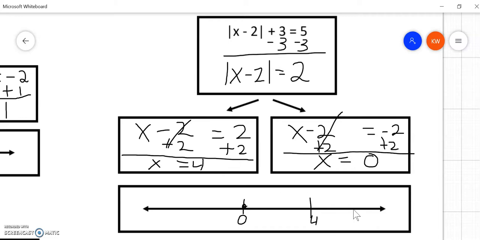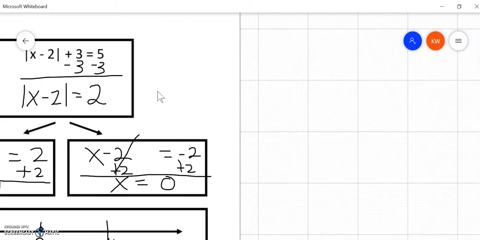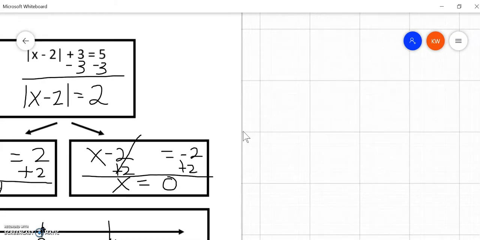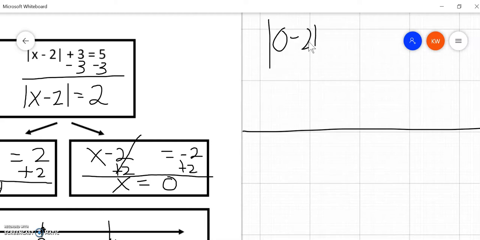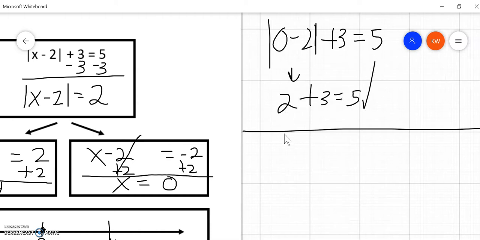So let's check to see if both of these work. So to the side, we're going to just check this out. If I have 0 in there, that is 0 minus 2, the absolute value of those two, plus 3. And this should equal 5. Now, the absolute value of 0 minus 2, that's just negative 2. The absolute value of that is 2. And 2 plus 3 is in fact 5. So that checks off.